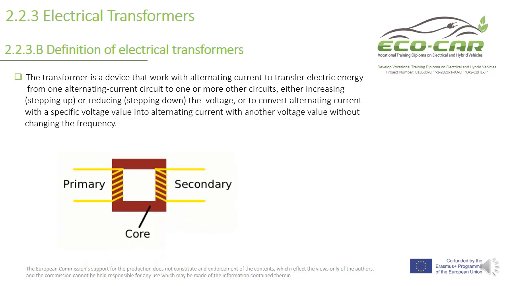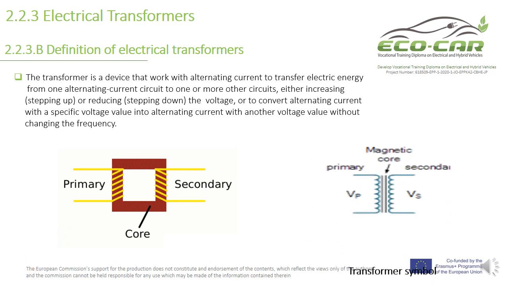As you see, this is the shape of the transformer. We have here the primary circuit and the secondary circuit, and this is the core. This is also the symbol of the transformer. We have here the input, this is the primary voltage, and this is the secondary voltage, and we have the magnetic core. So we have alternating current here, and also alternating current here.